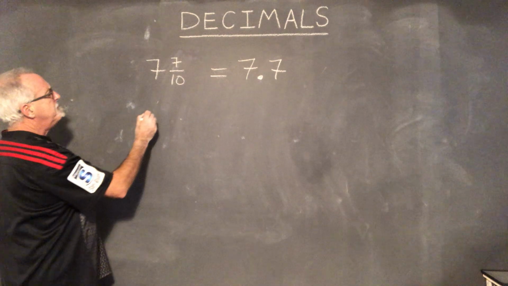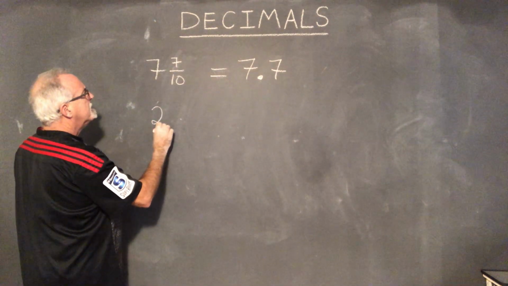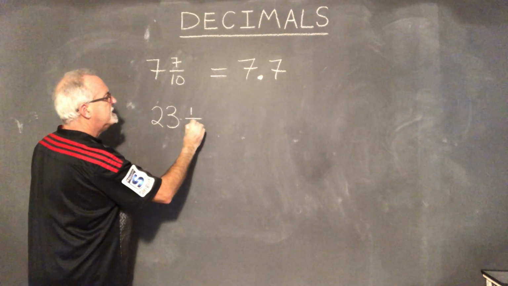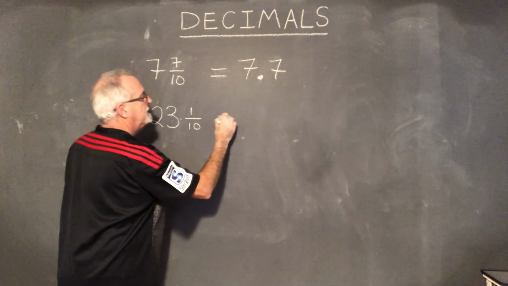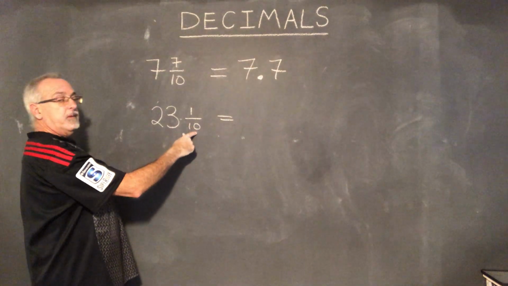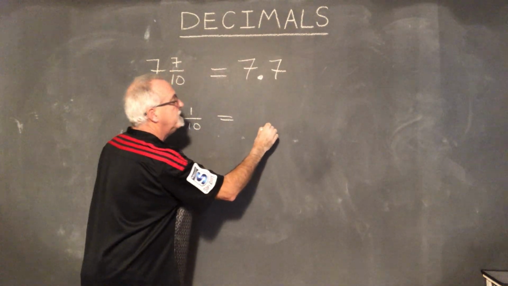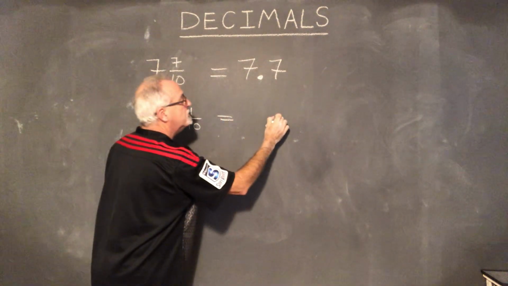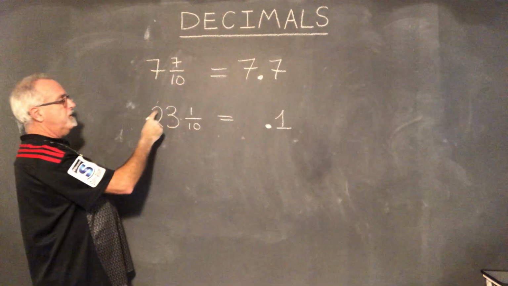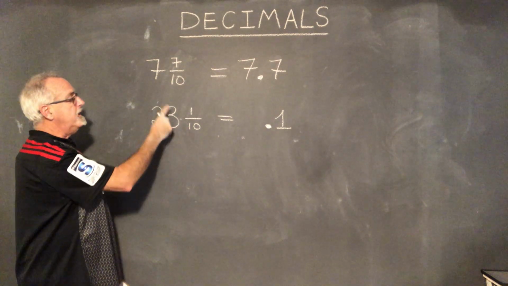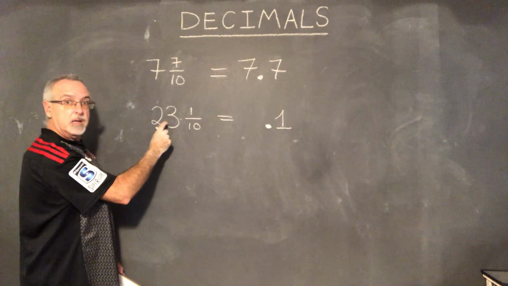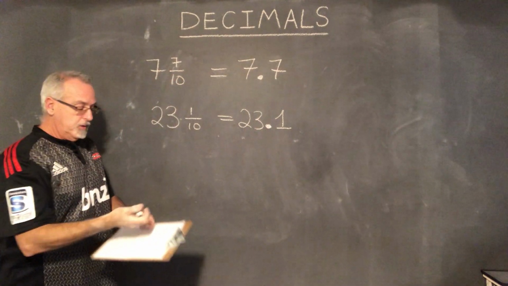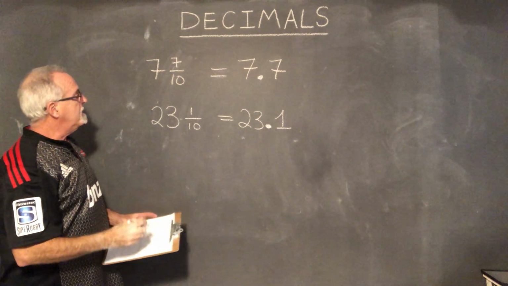How about 23 and 1 tenth? I have tenths, I need to write a decimal point, I need to put a digit to the right of it. That numerator is a 1, so that digit is going to be a 1. And then over to the big number part of the mixed number, which is actually a 2-digit big number, it's 23, which means I put 23 here. It works, the process works fine. Nothing to be scared of.